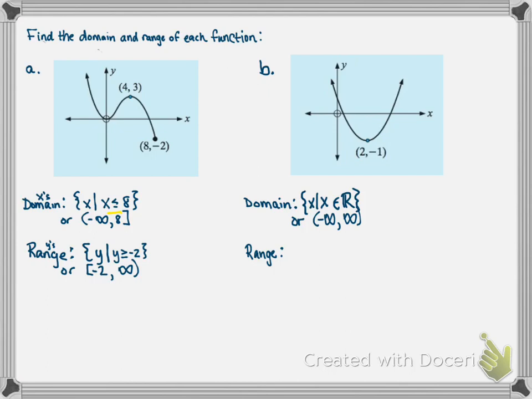The range, here we're looking at the y's. Again, we've got the arrow to show that it goes up forever. So our highest y value is +infinity, but our lowest y value is down here at 2, -1, and the y value there is -1. So we could write our range as the set of all y's such that y is greater than or equal to -1. -1 is included, so we have the equal bar.